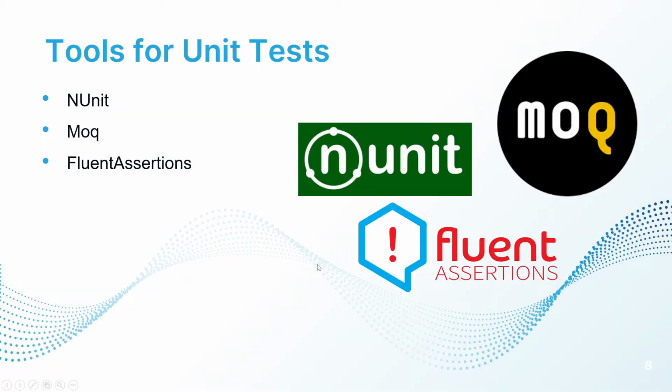As I said in the previous slide, we are using NUnit, Moq, and Fluent assertions. These are libraries that you can find in the public NuGet library, so you'll be able to use them. They are very efficient for doing unit tests for C#, so you can build strong, testable applications with them.